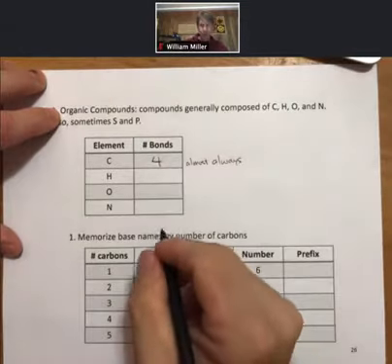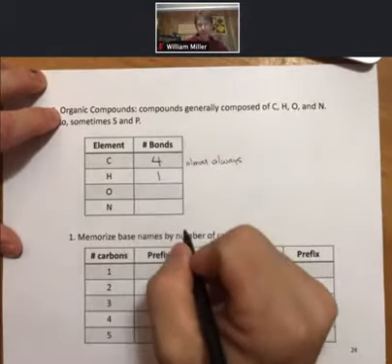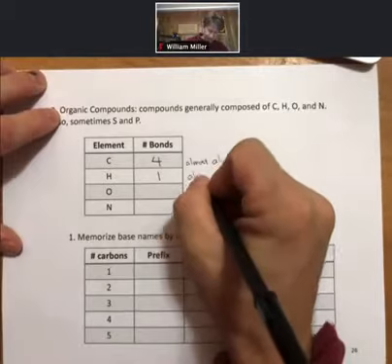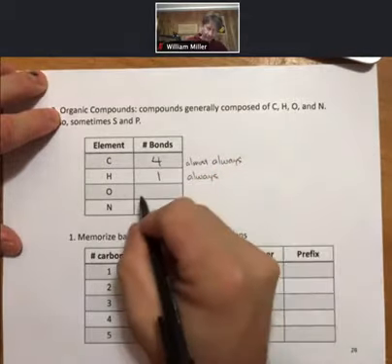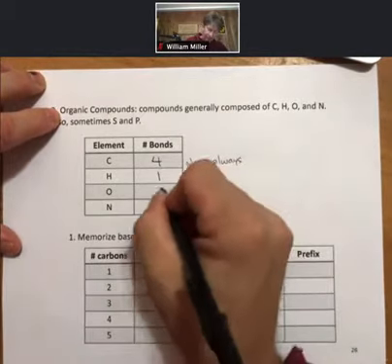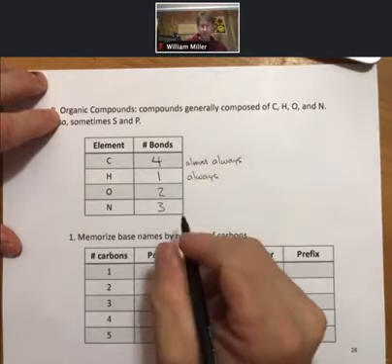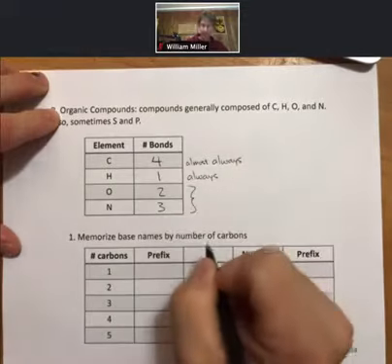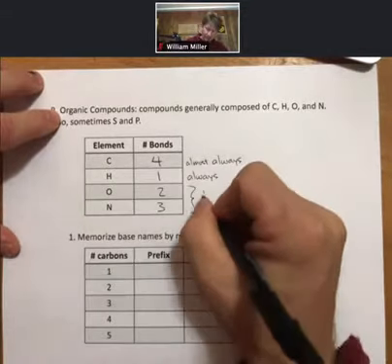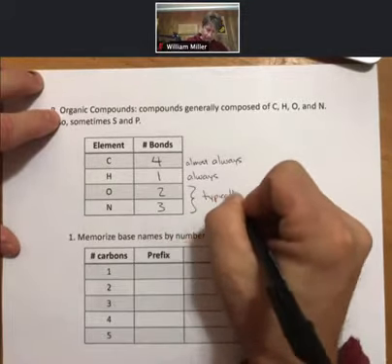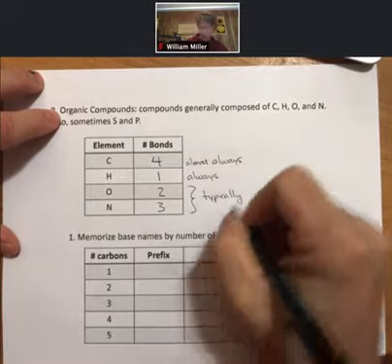Hydrogen has 1 bond, and that is in always. And then we get down to oxygen and nitrogen. Oxygen typically has 2, and nitrogen typically has 3 bonds, as we'll see. And here we're going to put typically, but plenty of exceptions.